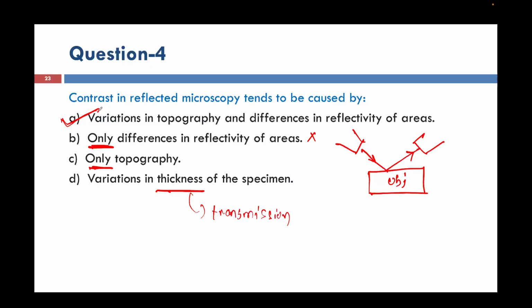So here I am talking about contrast in reflected microscopy. We are not going to a specific application. Generally the contrast in reflected microscopy is a combination of how many topographical features are there in your object, and how much your object is able to reflect the light impinging on it from different areas. So it is the combination of the variations in topography as well as the differences in reflectivity. Does that clear the query? Yes, yes. Okay.